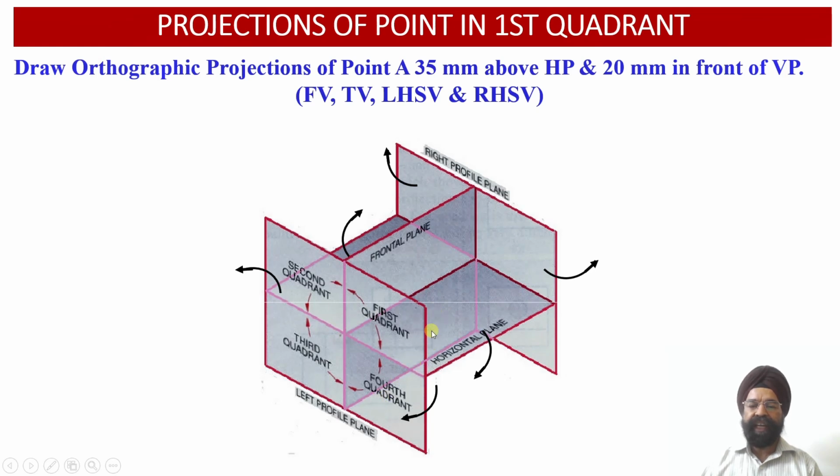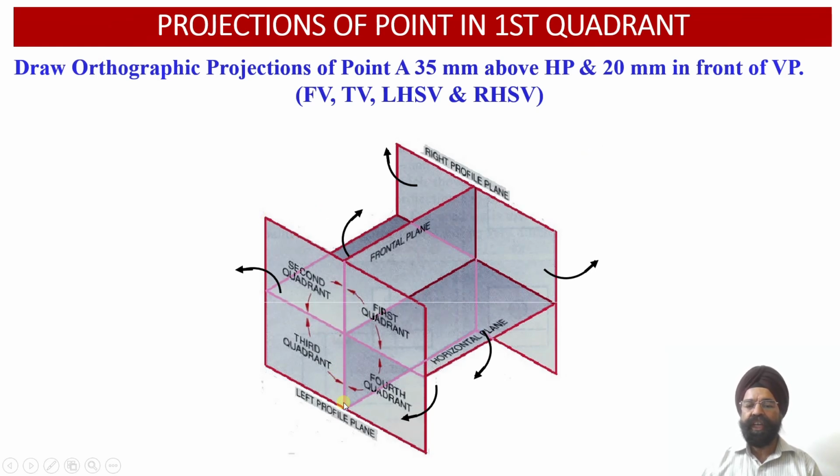We are going to rotate the left profile plane into this orientation. Similarly, this right side profile plane, we are going to rotate using this hinge into this orientation. So we can say that the left side profile plane, which exists in front of the vertical plane, will rotate towards the left hand side, whereas the right side profile plane, which is available towards the front side of the vertical plane, will be rotated towards the right hand side.